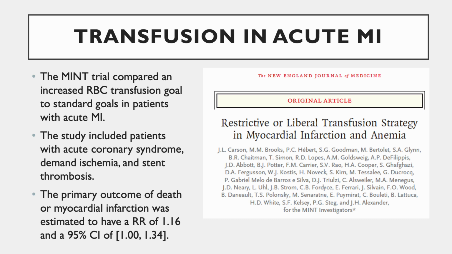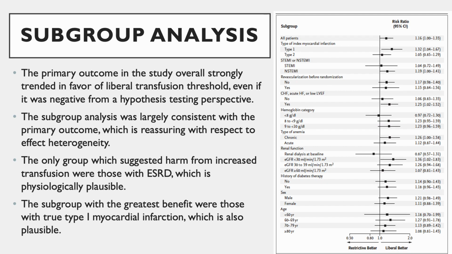The primary outcome of the study was death or myocardial infarction, and it had a relative risk of 1.16 with a confidence interval that included the point of no effect, which makes this overall a negative study. But even though it was a negative study overall, the point estimate for the primary outcome did suggest some benefit, even if the confidence intervals didn't make it quite statistically significant.